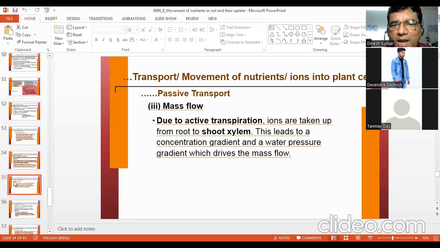Then mass flow: due to active transpiration, ions are taken up from the root xylem to the shoot xylem. This leads to a concentration gradient and a water pressure gradient, which drives the mass flow.